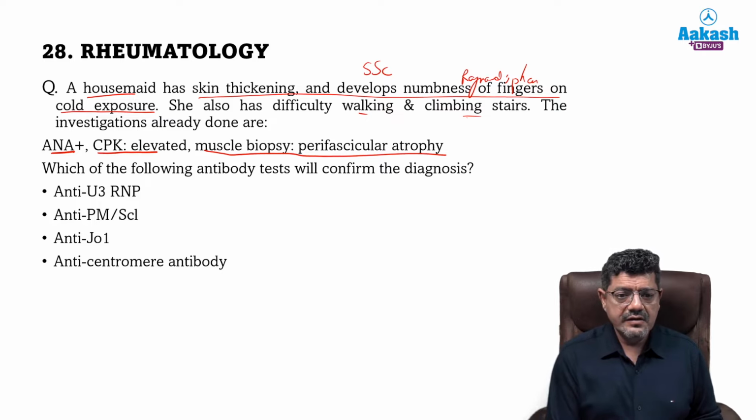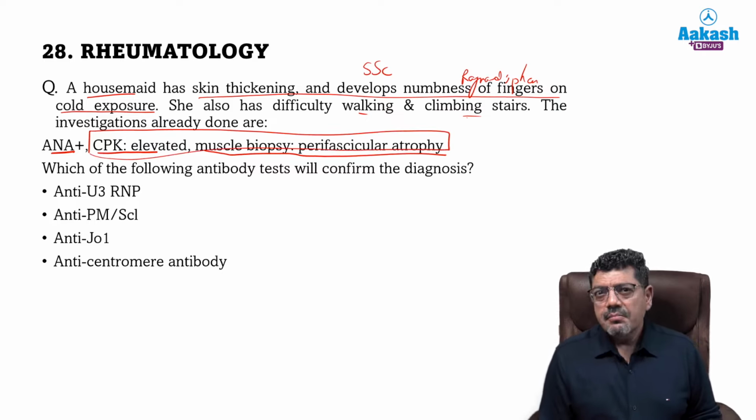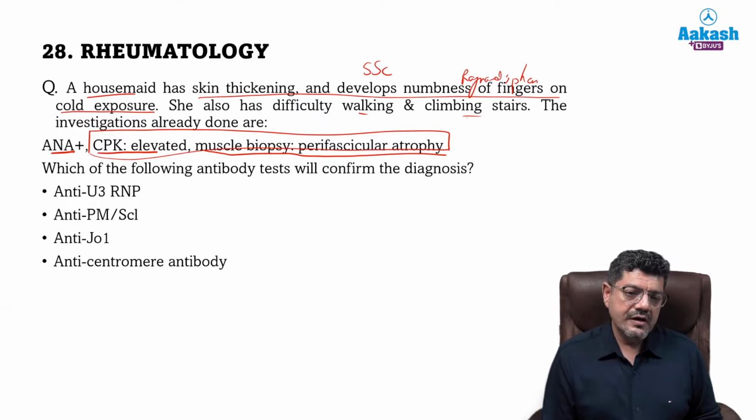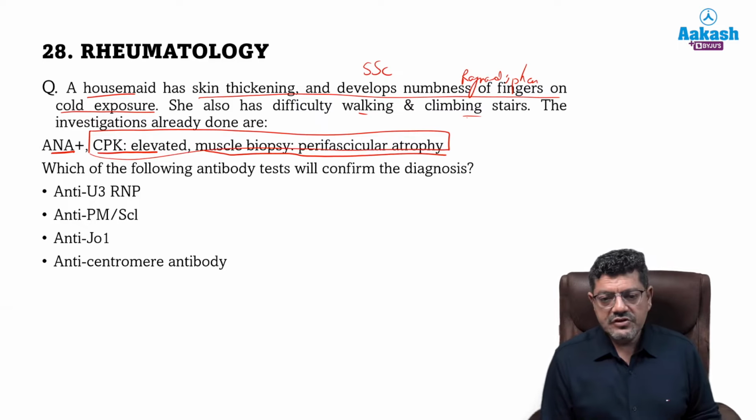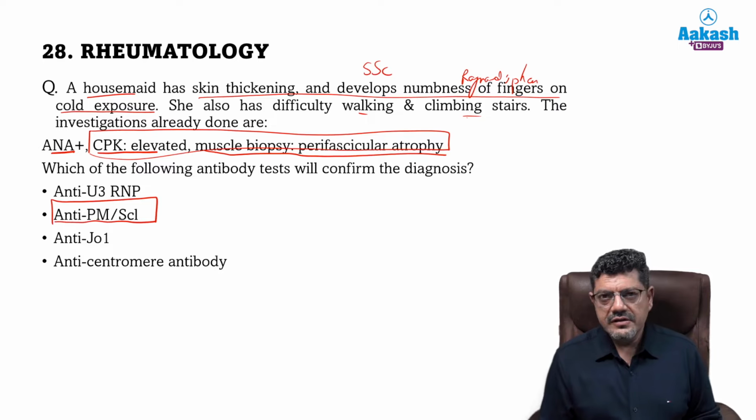So the elevated muscle enzyme and the muscle biopsy picture confirm that there is a myositis overlap, right? The question asked which antibody test will confirm the diagnosis. The myositis overlap with scleroderma is typically associated with the PM-Scl antibody.